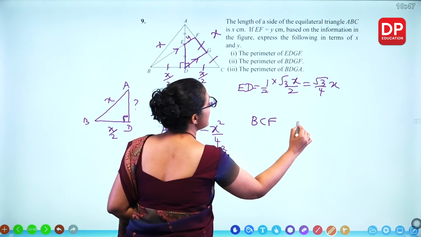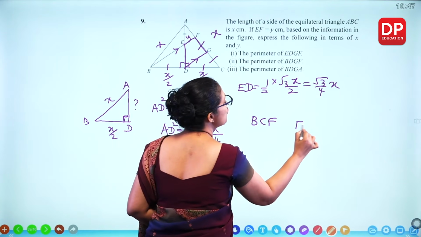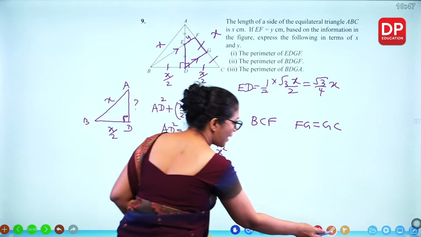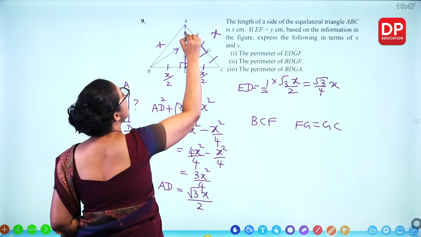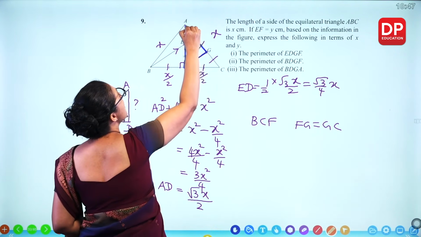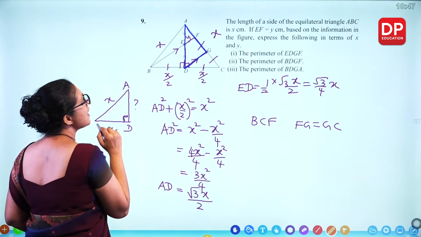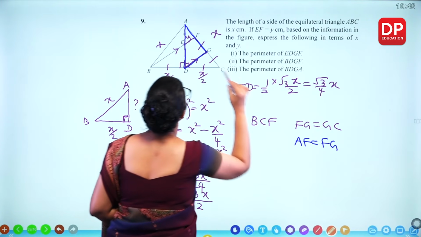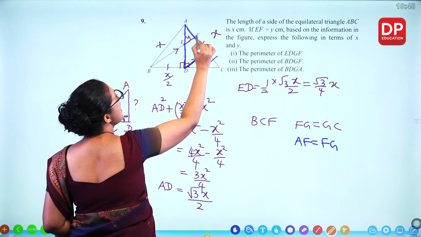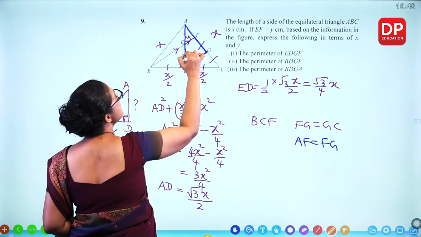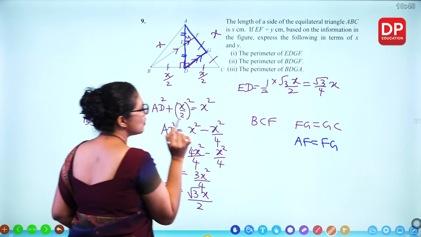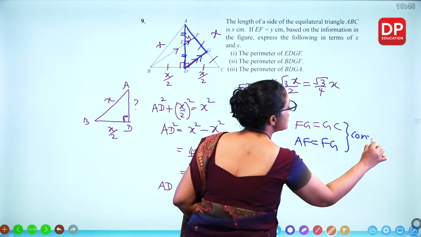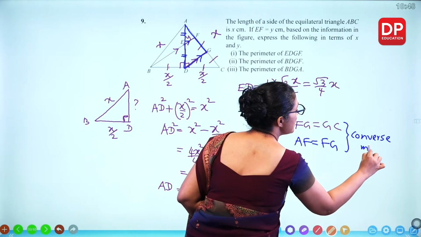So in triangle BCF, FG is equal to GC. And if you take the other triangle, this triangle, again we can say AF is equal to FG because of this midpoint and the parallel line. This is parallel and this is midpoint. So I can write both these because of the converse midpoint theorem.